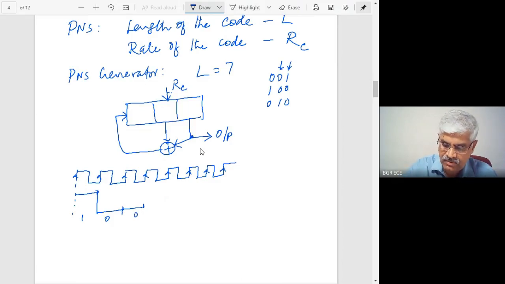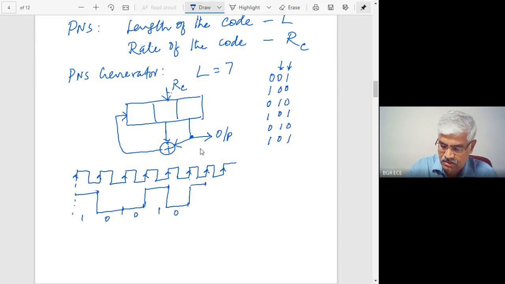Okay. Then what happens in the next state? This 1 0 1. So the output becomes 1. Done. Now what will be the next one? 0 1 0. So the output is 0 till this clock pulse. Okay, it is 0. Now what is the next one? 1 0 1. So the output is 1. Done.